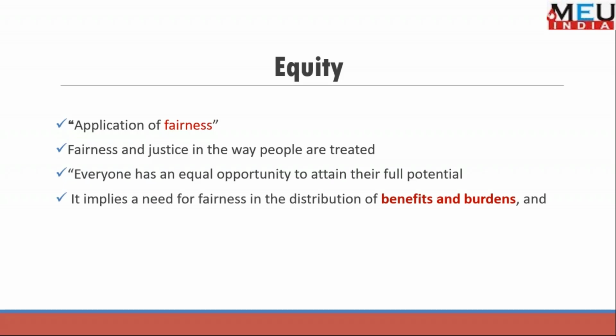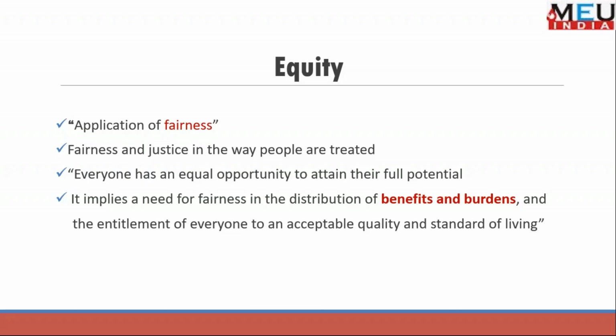We are talking about resource allocation. It implies a need for fairness in the distribution of both benefits and burdens, and the entitlement of everyone to an acceptable quality and standard of living. So there should be fairness in the distribution of whatever resources you have. Benefits and burdens should be distributed evenly. Otherwise, it becomes unfair that someone has to bear all the burden and another group gets all the benefits.